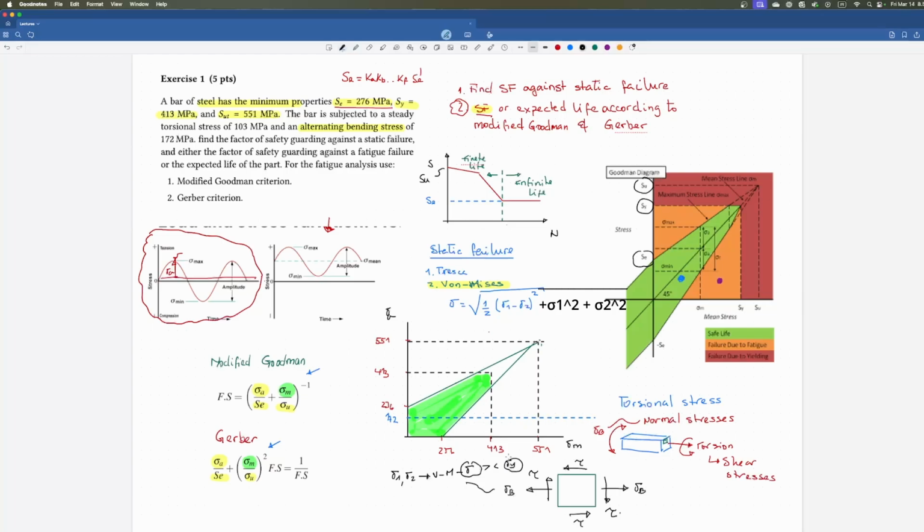And as a final hint, what I'm going to tell you is that now that you have found this one using von Mises, search in the literature von Mises. One thing that happens in von Mises is that it helps you combine normal and shear stresses. Normal and shear stresses are in different directions. That's why you cannot consider that the torsional stress given here, the steady torsional stress, is exactly the mean stress, because the alternating bending stress and the shear stress are in different directions. So you need a way to combine them. And then you could say, well, von Mises in this case is the one that helps you combine things.